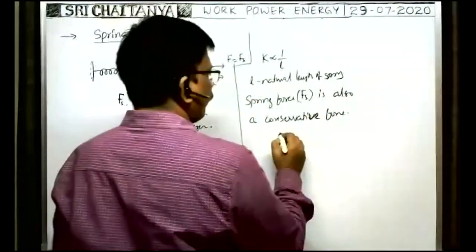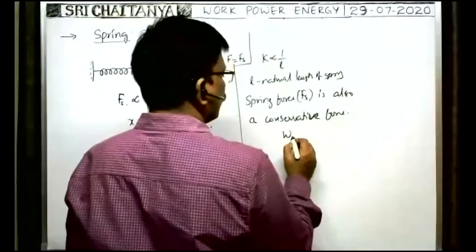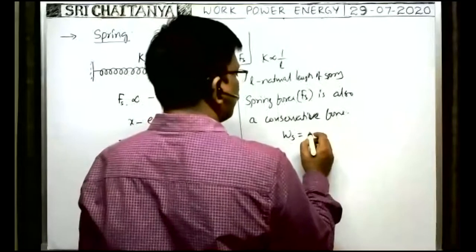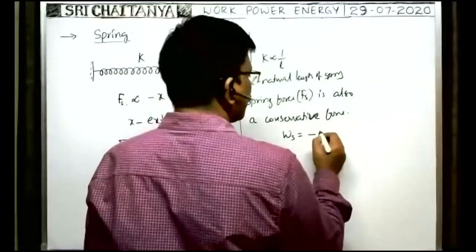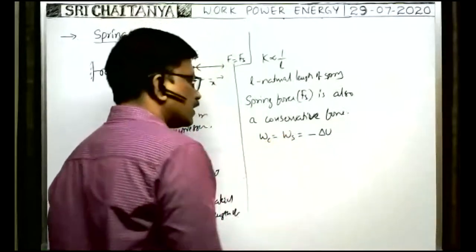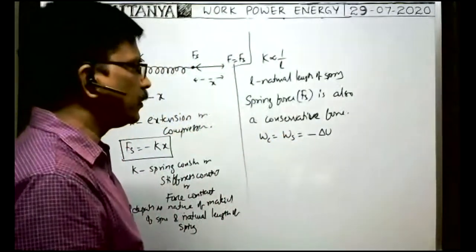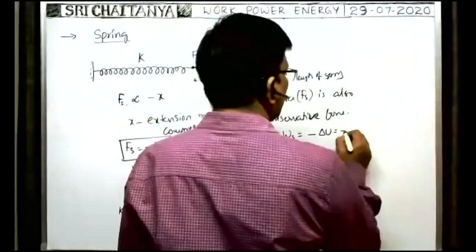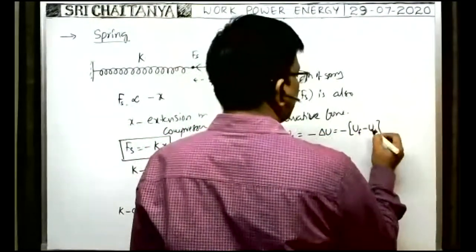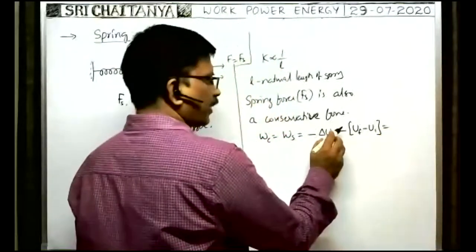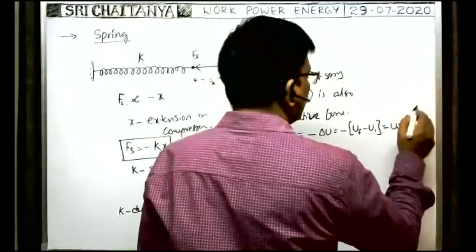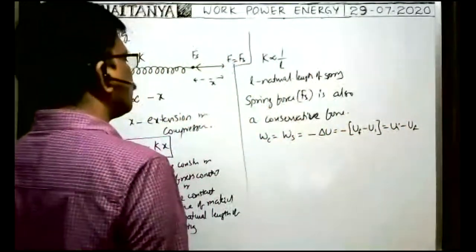That's why the work done by spring force is equal to the change in potential energy of the spring, because work done by a conservative force is equal to minus of change in potential energy. Minus of change in potential energy means final potential energy minus initial potential energy. If you write the minus inside, it becomes Ui minus Uf. So what is the potential energy stored in the spring?